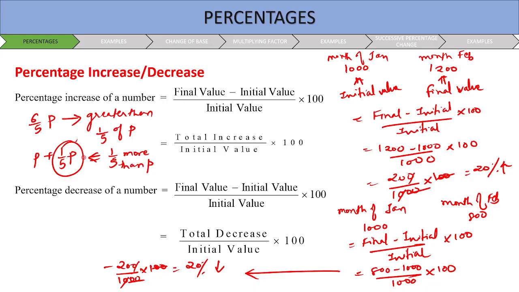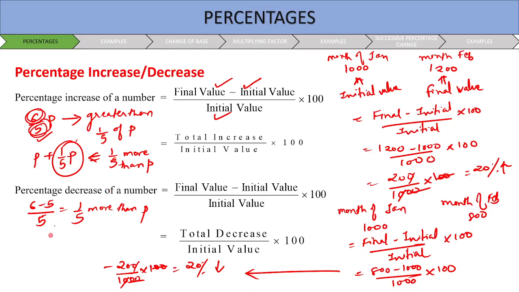And now to solve it directly, you take the numerator and the denominator and subtract them. That's 6 minus 5 divided by 5, which is the final value minus initial value divided by initial value, which is 1 by 5. Hence, your fraction is 1 by 5 more than P. So I hope you understood this part.